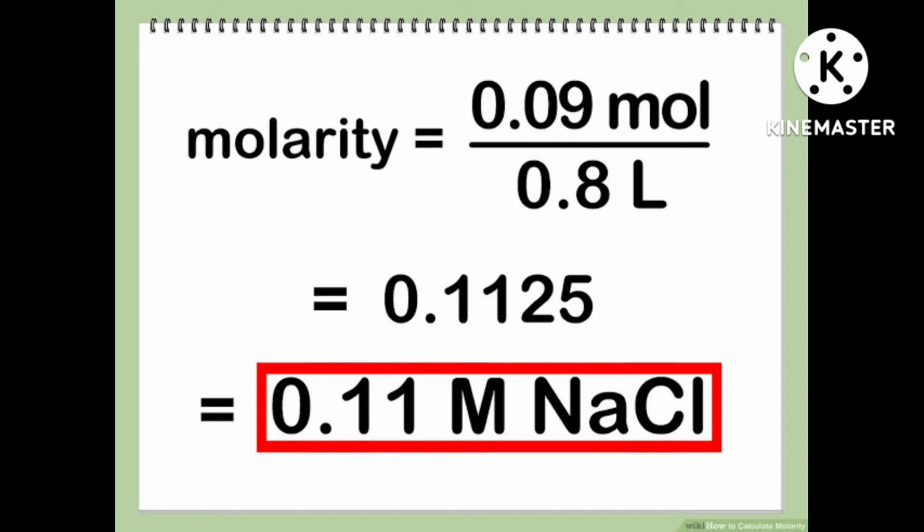Now this 16 gram NaOH we convert into mole. 16 gram divided by 40. 40 is the molecular mass of NaOH, that is 23 plus 16 plus 1. 16 gram sodium hydroxide means how many moles of NaOH? 16 divided by 40.